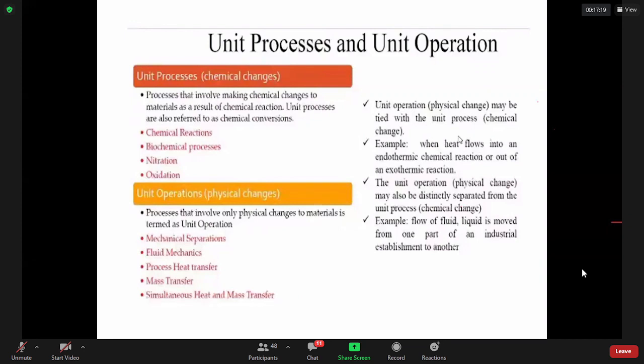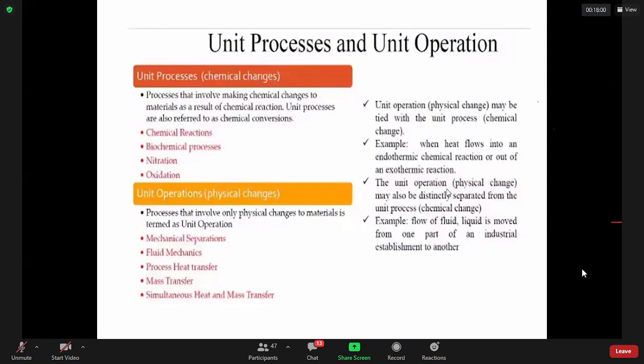So you can have a physical change and at the same time you have a chemical change. For example, when heat flows into an endothermic chemical reaction or out of an exothermic reaction. When heat flows out, the thing cools down. So if it was a liquid, for example, and then it forms a solid, there is some process which is physical in that it has changed from liquid to solid, but there are also some chemical reactions that may be involved, like say bonding and whatnot.